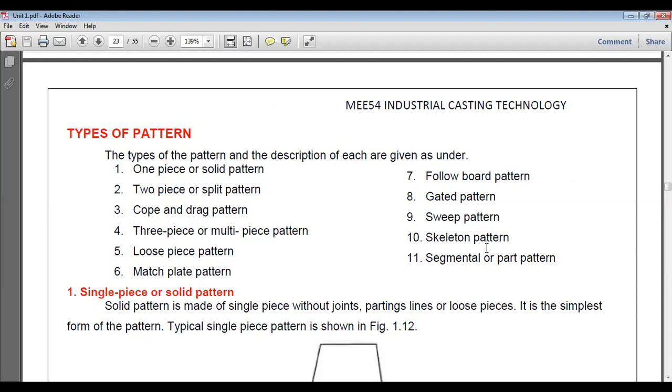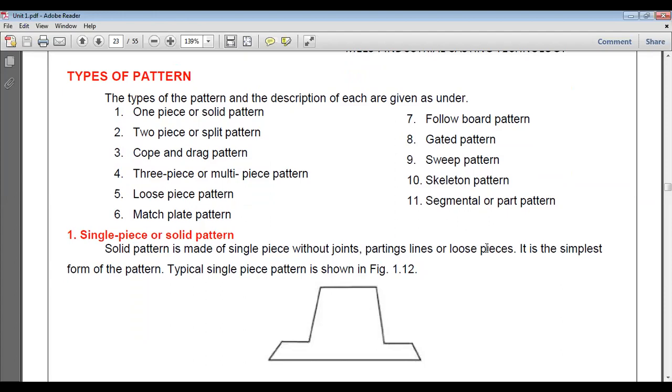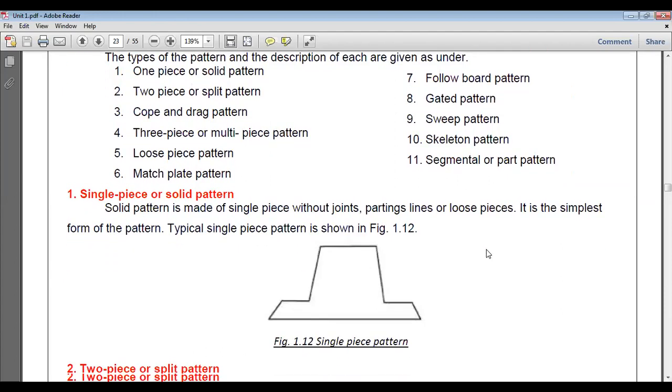So first is single piece or solid piece pattern. When the pattern is made in a single piece and no complications are involved in the part, a very plain or very simple shape is to be given by casting, there we use single piece pattern or solid piece pattern. This is easy to withdraw, and a very normal and convenient shape is given to this solid piece pattern or single piece pattern.